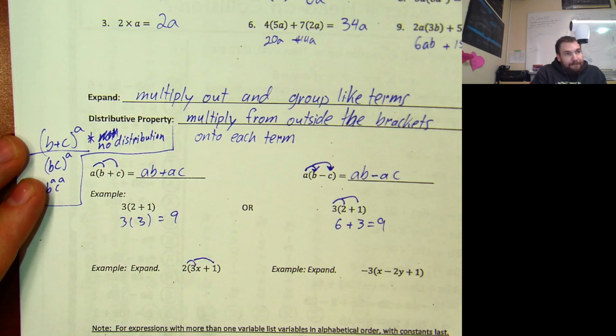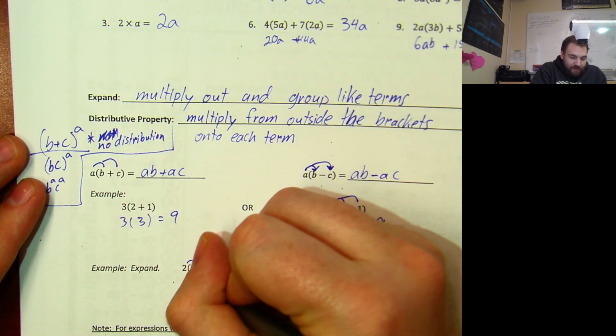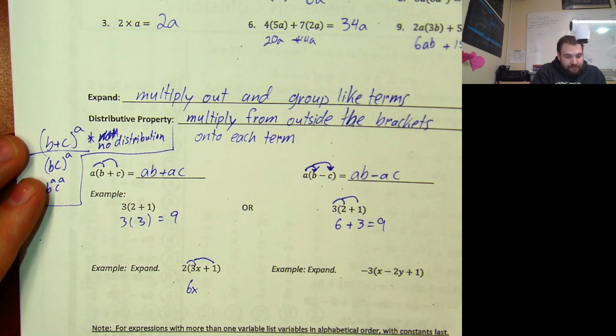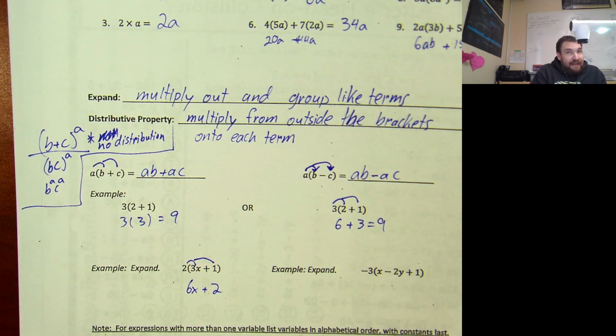Okay, so what is that? What is 2 times 3x? And then 2 times 1 is? And then can I group those, or am I done? I'm done. Why am I done? Why are they not like terms? There is no x here. So I have completely finished the question. We are done as much as we can. This does not become 8x.